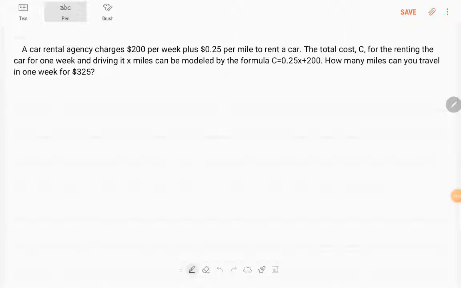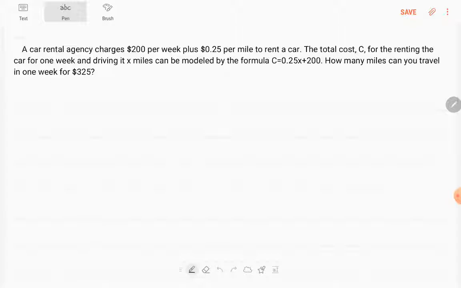Another example about the cost equation. A car rental agency charges $200 per week plus 0.25 dollars per mile to rent a car. The total cost C for renting the car for 1 week and driving it X miles can be modeled by the formula C equals 0.25 times X plus 200. The question is, how many miles can you travel in 1 week for $325?